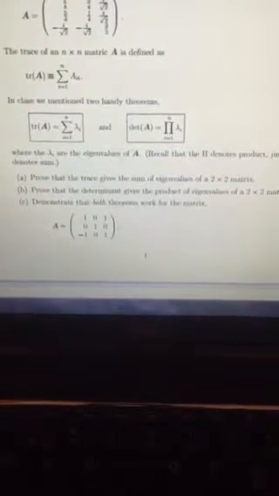Okay, this is my first attempt at standard 0.3. I decided to do number 2. We are asked to show that the trace of a 2x2 matrix can be given by the sum of the eigenvalues of that matrix. We are asked to show that the determinant of a matrix can be given by the product of the eigenvalues. And then we are asked to show that both of these work for the following matrix A.